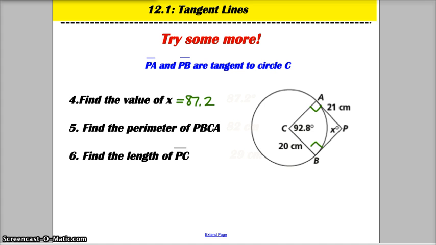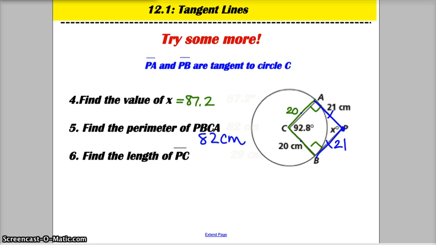87.2. Find the perimeter of quadrilateral PBCA. C to B is a radius, so C to A is also a radius. From point P, P to A is a tangent line, P to B is a tangent line. But because they both originate at point P, they are congruent. So 20 plus 20 plus 21 plus 21 is 82 centimeters.